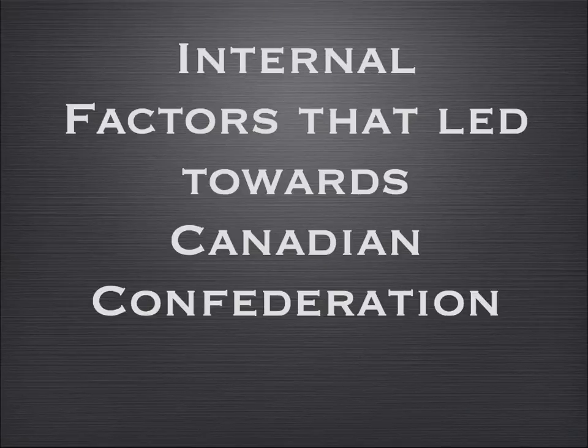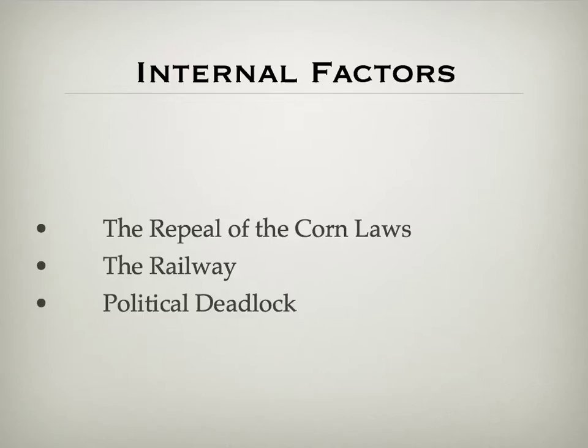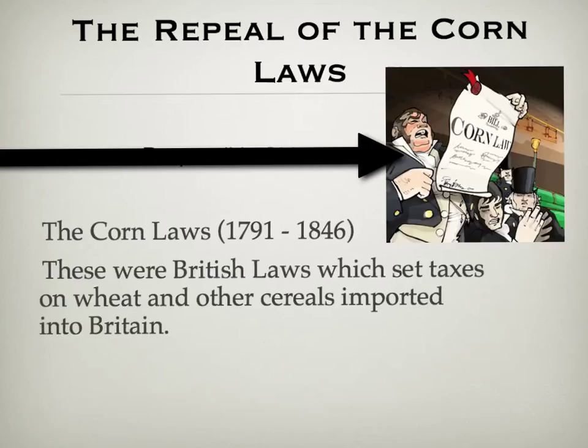Today we're going to be looking at the internal factors that led towards Canadian Confederation. The internal factors that led towards Canadian Confederation are the repeal of the Corn Laws, the creation of the Canadian Pacific Railway, and political deadlock between Canada East and Canada West.